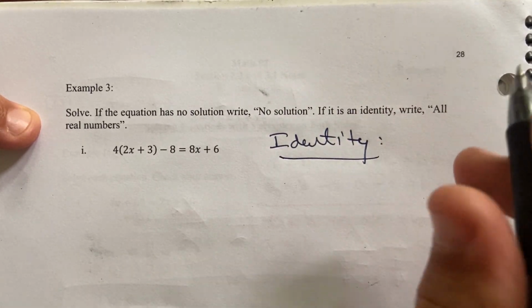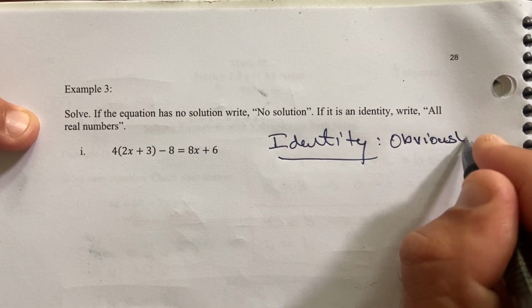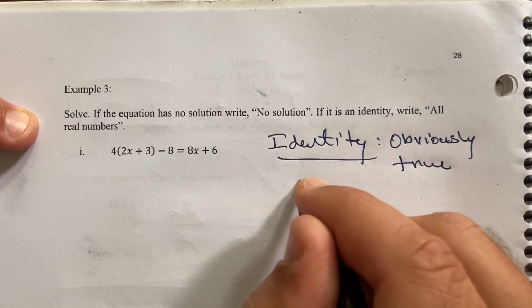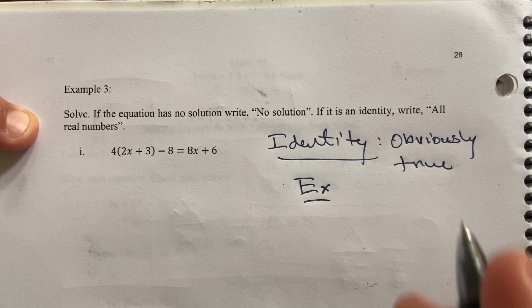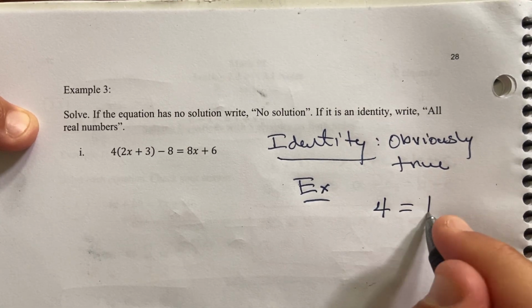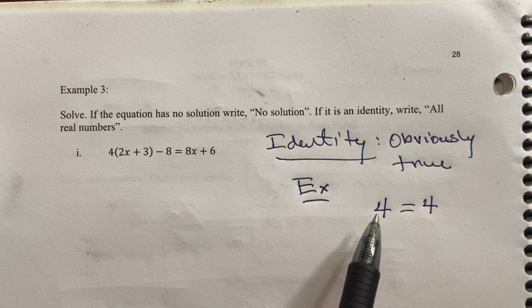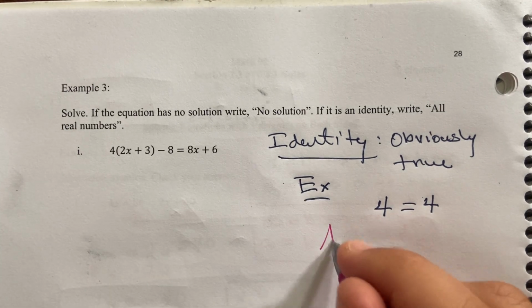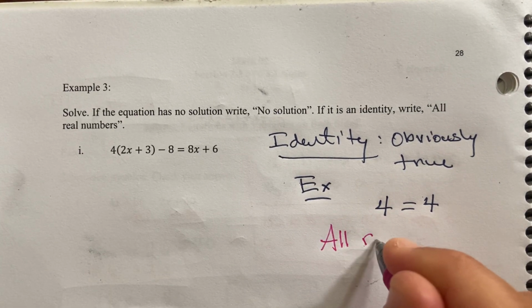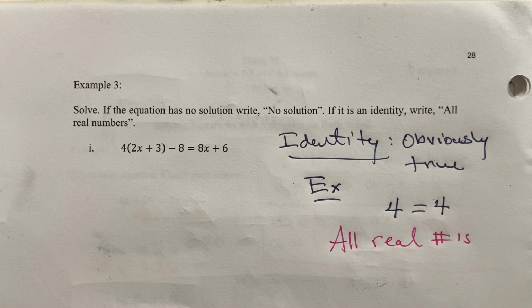you'll see something obviously true. What I mean is you'll try to solve the equation and then you'll get down to something like 4 equals 4. So if you try to solve one of these and you get an obviously true statement, then all real numbers would solve it. Every number works in that case.